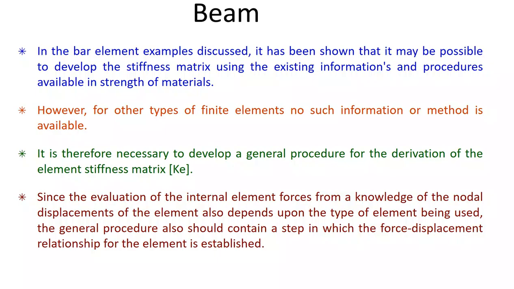Next, in the bar element example, it has been shown that it may be possible to develop a stiffness matrix using existing information and procedures available in the strength of materials. So what we are saying is that the bar element is the example. We take the bar element and, from it, develop a stiffness matrix using the procedures available in strength of materials. Applying the material strength to the bar element equations, we will find the stiffness matrix of the beam element. So that will be considered.